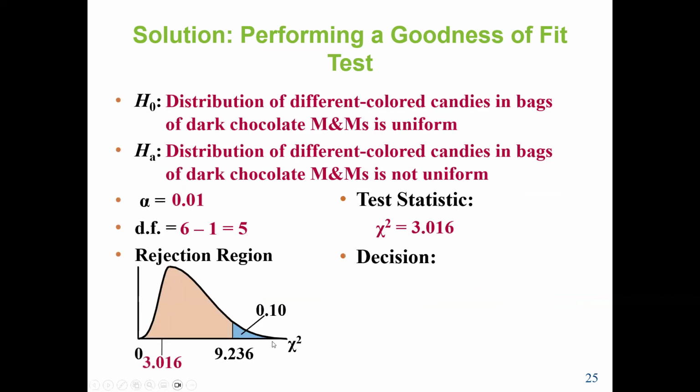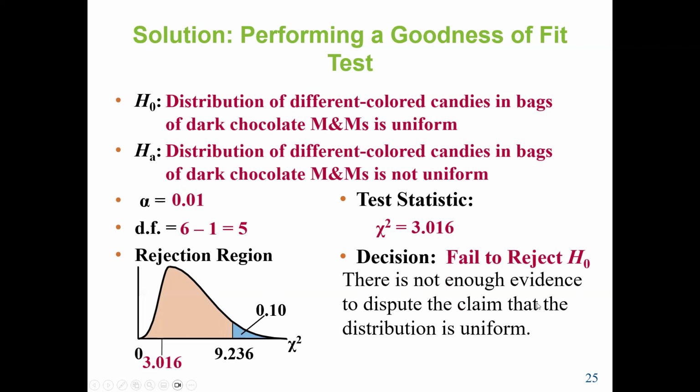Now let's go to the diagram. We can see 3.016 is on the left side, so it fell in the brown area. So this means we are going to fail to reject H0. To put it another way, if the critical value is greater than the test statistic, then we fail to reject H0. Now, when the test statistic is greater than the critical value, then we reject H0. So that's the interpretation here: there is not enough evidence to dispute the claim that the distribution is uniform.